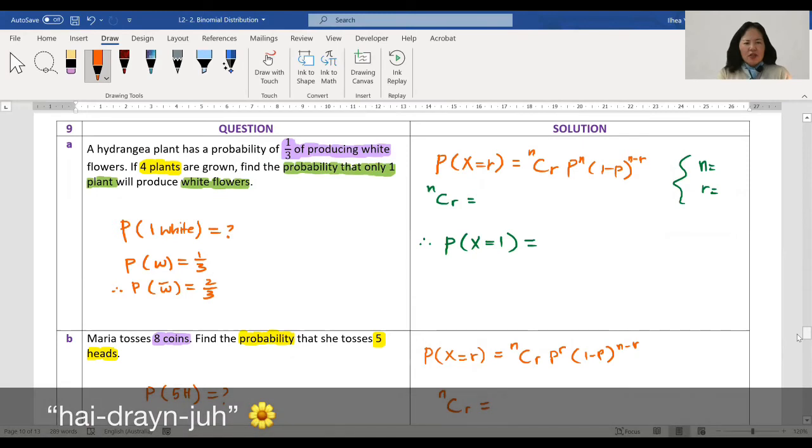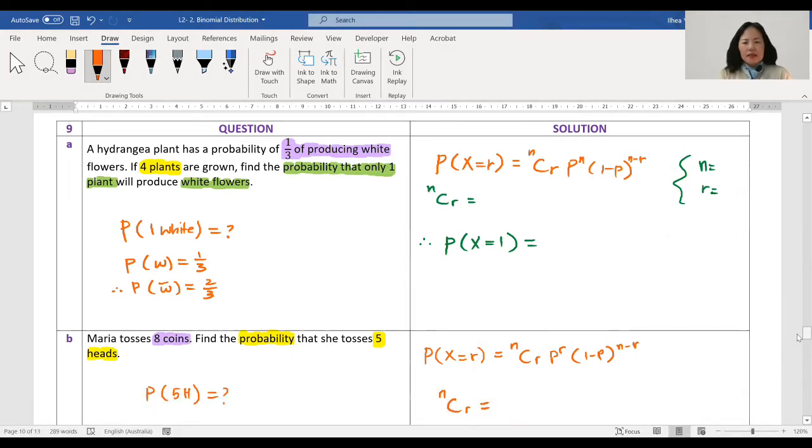Example 9. A hydrangea plant has a probability of 1/3 of producing white flowers. If 4 plants are grown, find the probability that only 1 plant will produce white flowers. What are we looking for? We're looking for the probability of getting 1 white plant. The success is getting a white one, and failure is not getting white. 1/3 is the success. We need to find out what N is, what R is. So N is the total trials, 4 of them, and we're just looking for 1.